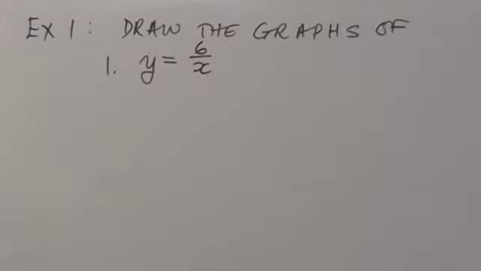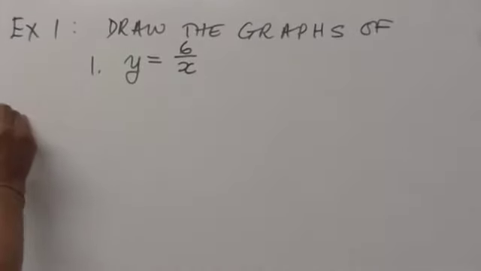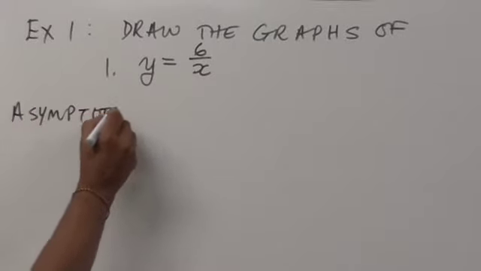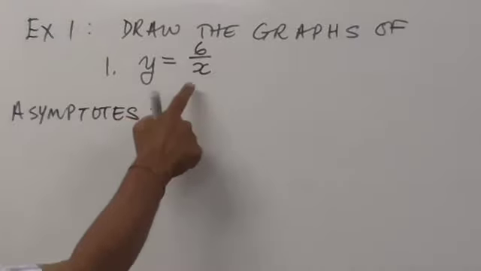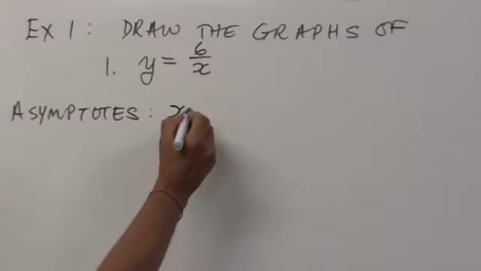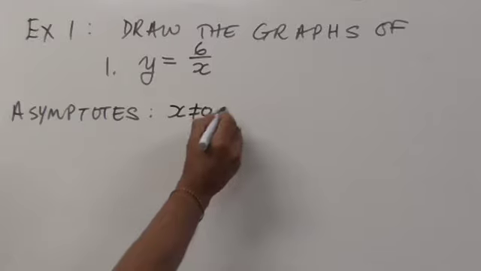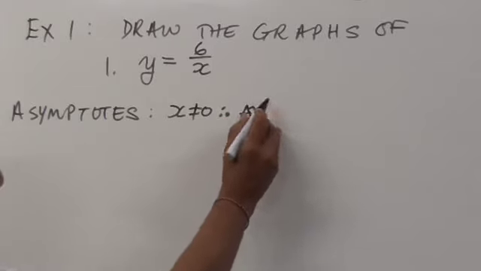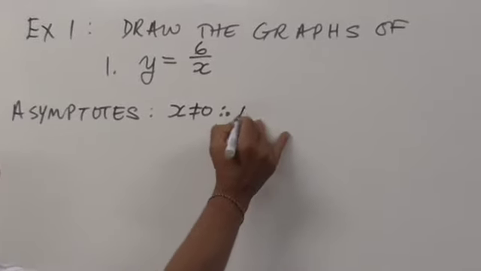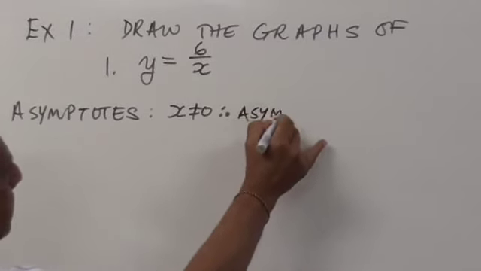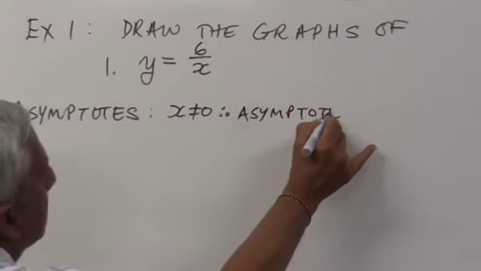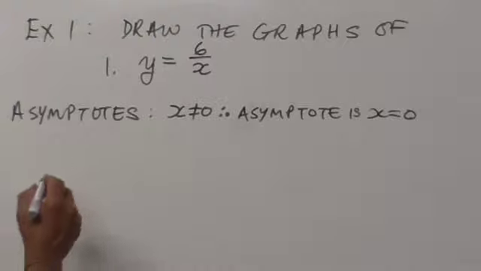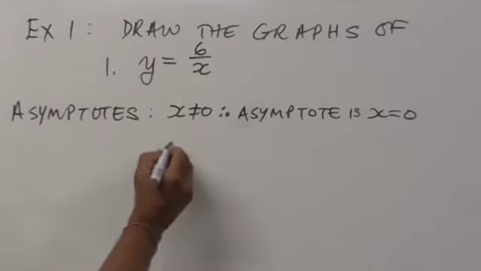Alright, welcome back. So, firstly, when you look at this, you want your asymptotes. Right, by now you know that x cannot equal 0. Therefore, the asymptote is x equal to 0.